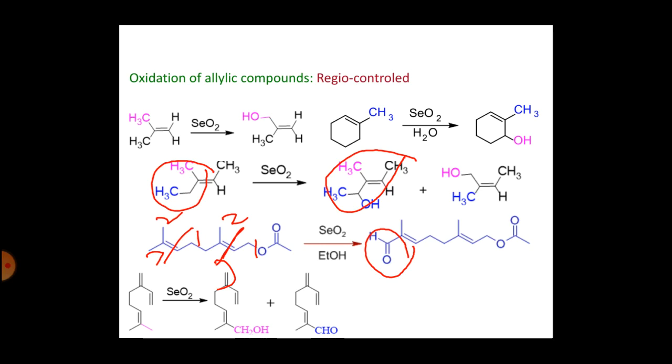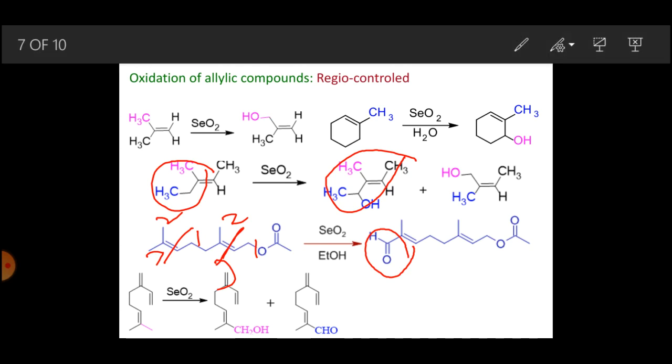Once again, this is a trisubstituted alkene and giving the expected product, more substituted side, trans and so on, and this is an aldehyde because over oxidation is taking place. So more substituted side and trans is the major, so this is the major product.